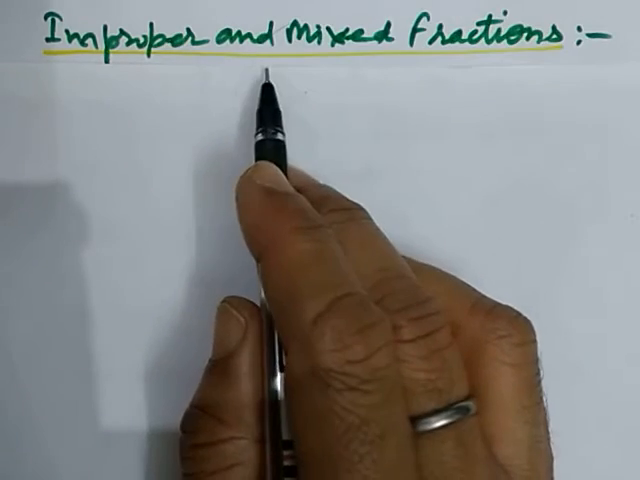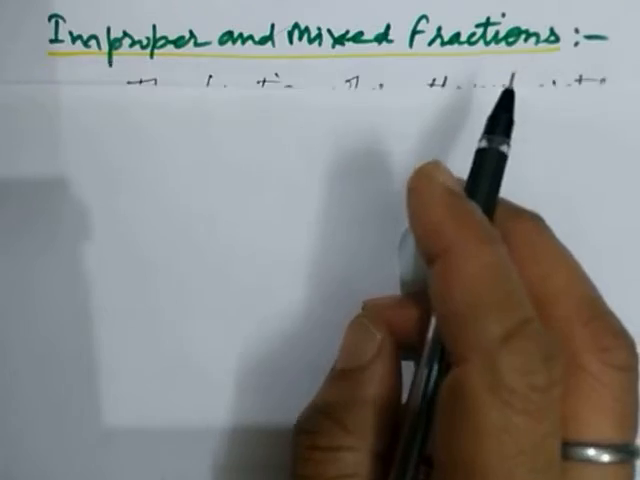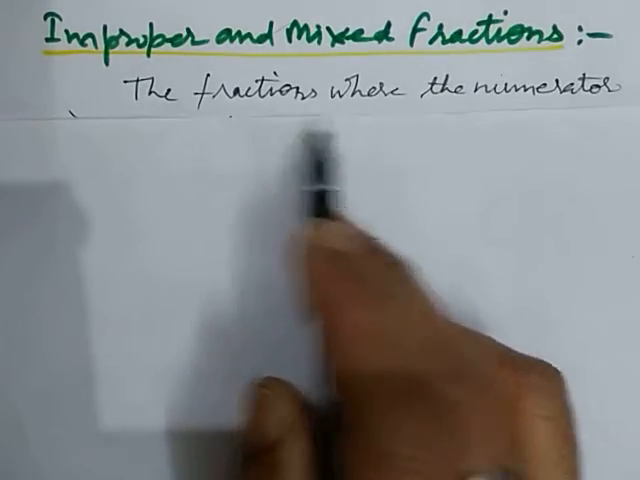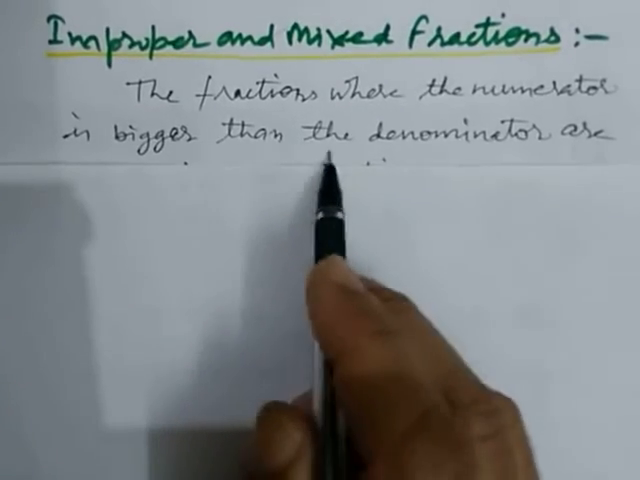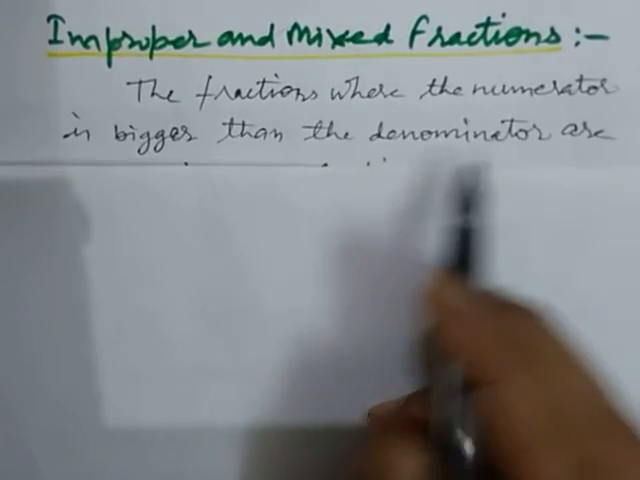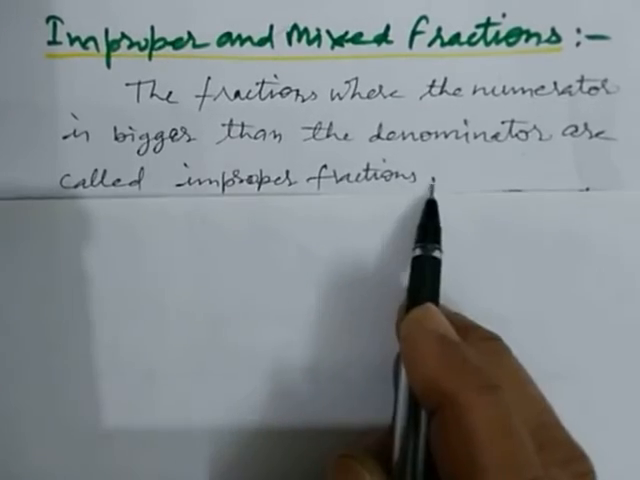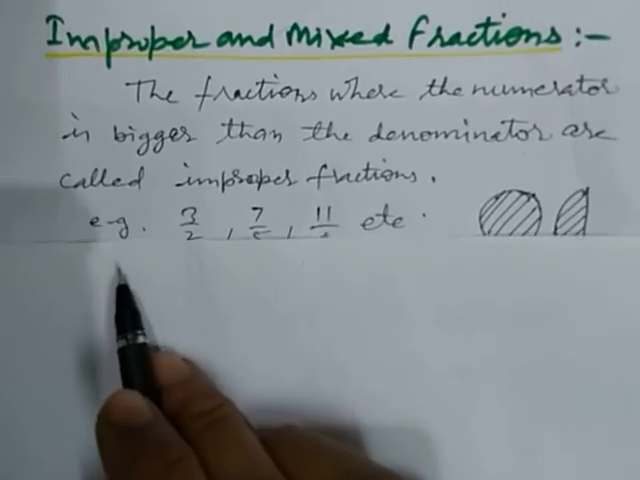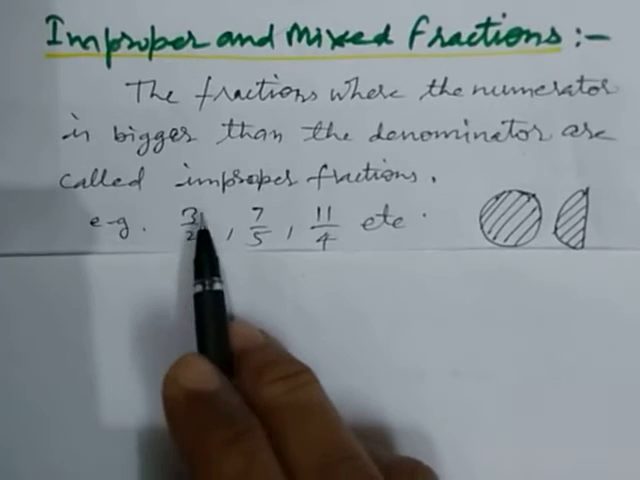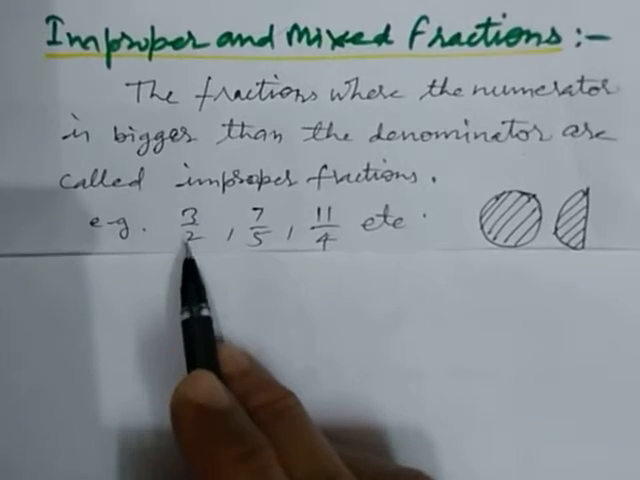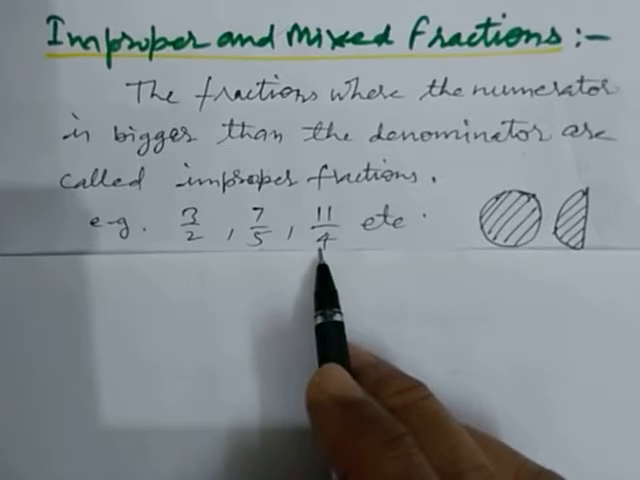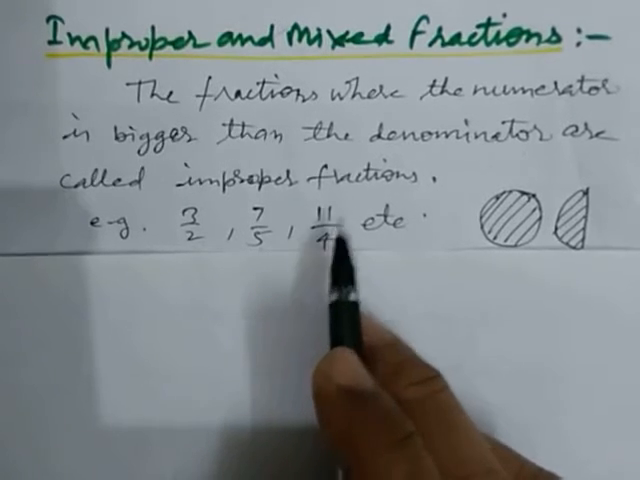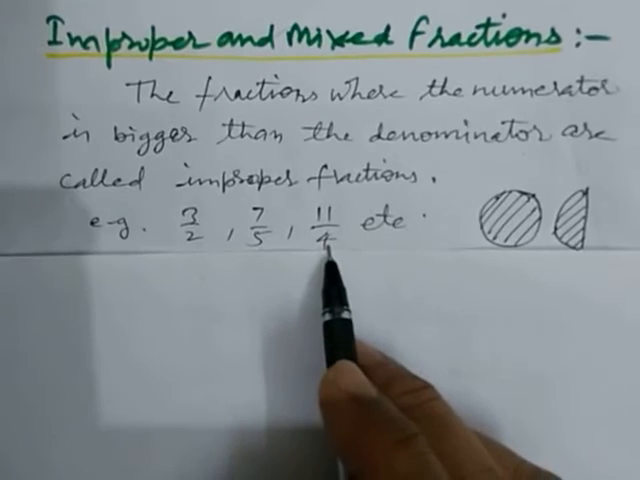Now we learn improper and mixed fractions. The fractions where the numerator is bigger than the denominator are called improper fractions. The examples are 3 by 2. Here 3 is the numerator which is bigger than the denominator. Here 7 by 5, 7 is the numerator which is bigger than the denominator. 11 by 4 is also an improper fraction because numerator 11 is bigger than the denominator 4.